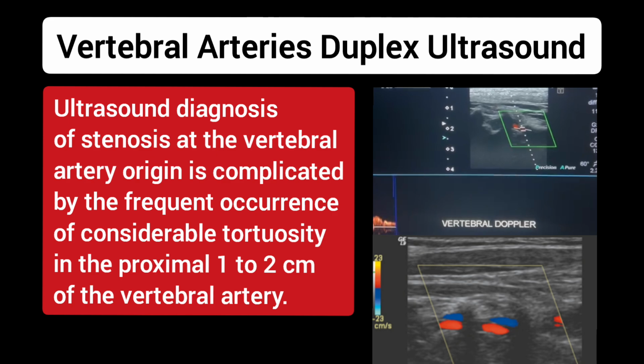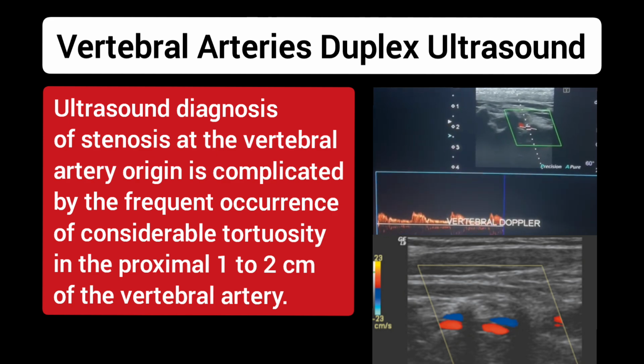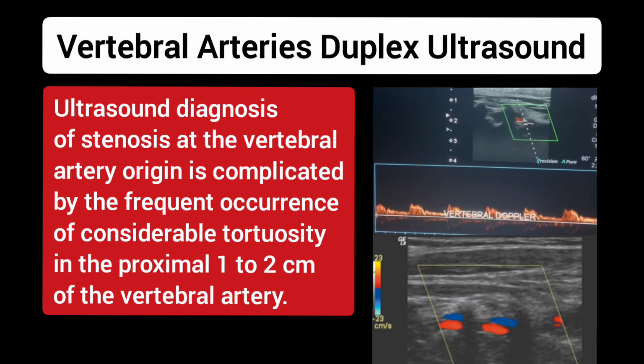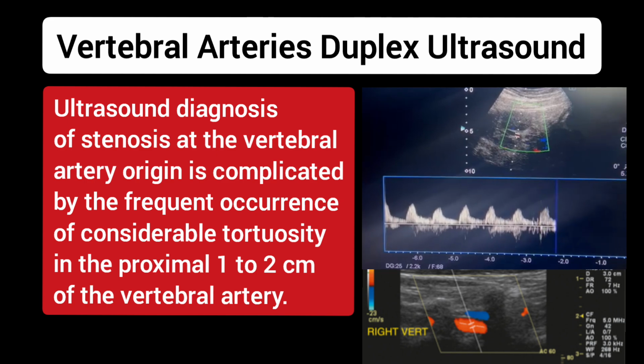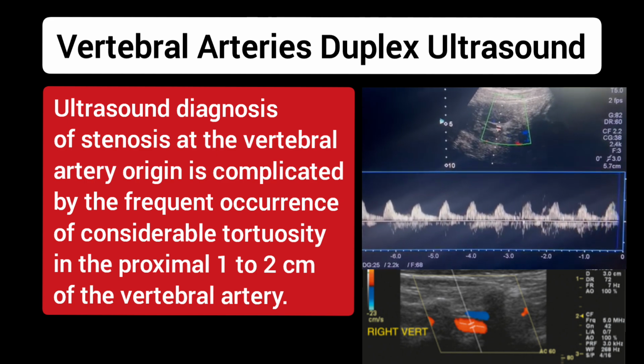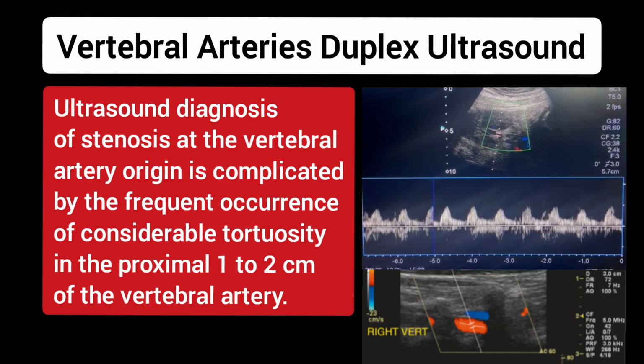Ultrasound diagnosis of stenosis at the vertebral artery origin is complicated by the frequent occurrence of considerable tortuosity in the proximal 1 to 2 cm of the vertebral artery.